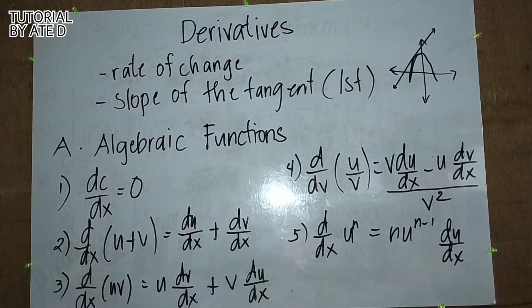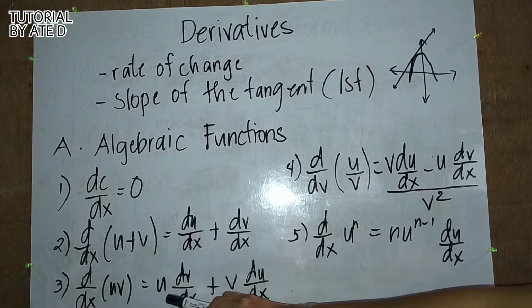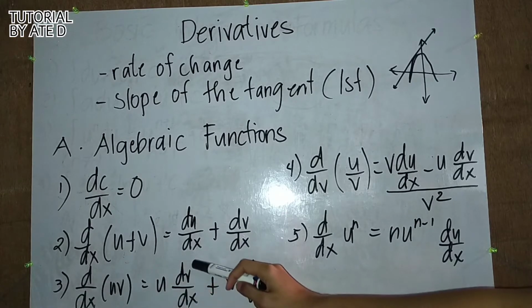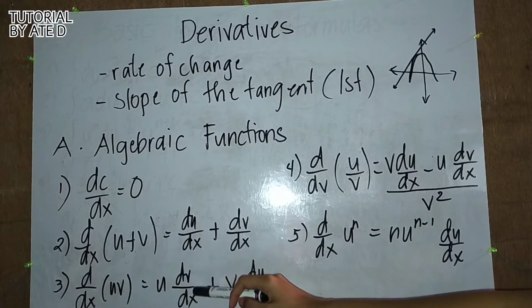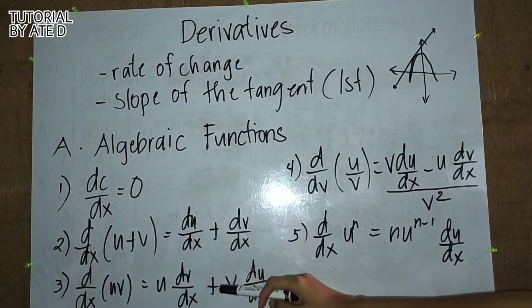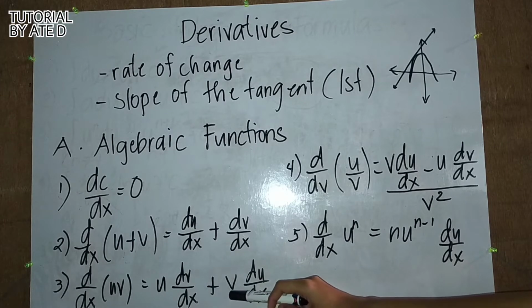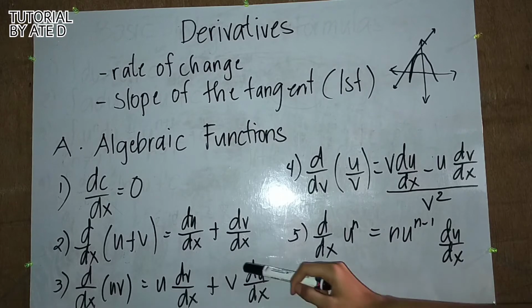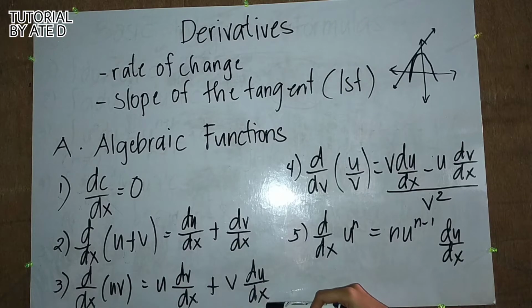Kaya dito, i-distribute mo din yung derivative sign, pero kailangang may relation yung dalawang function sa isa't isa. For example, dito sa una. So, kakopyahin mo lang yung unang function, tapos i-multiply mo yung derivative ng pangalawang function. Tapos, ang magiging sign ay plus. So, next is, kokopyahin mo naman yung pangalawang function, tapos i-multiply mo yung derivative ng naunang function.